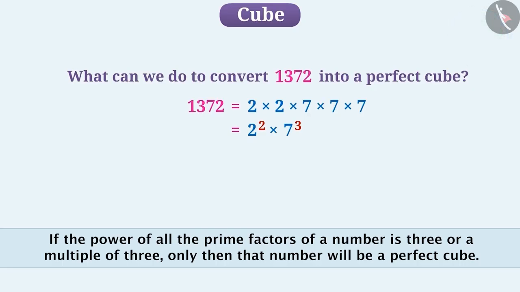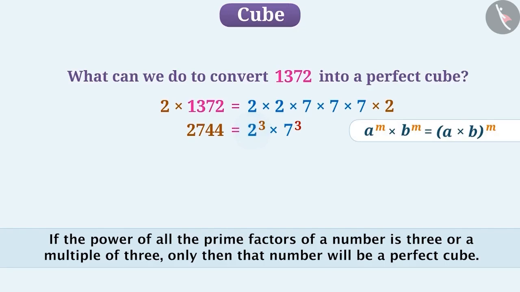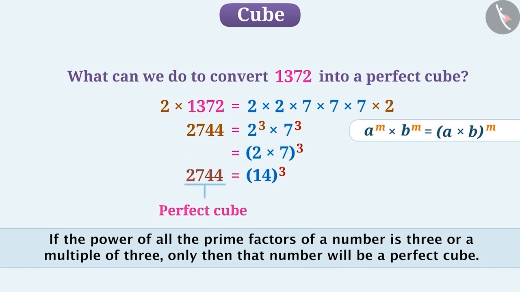Of course, we have to multiply 1372 by 2 to get the number 2744. So now the power of 2 becomes 3, and we can express the factors 2 to the power of 3 multiplied by 7 to the power of 3 as 2 multiplied by 7 to the power of 3, or 14 to the power of 3. Therefore, the number obtained, 2744, is a perfect cube.